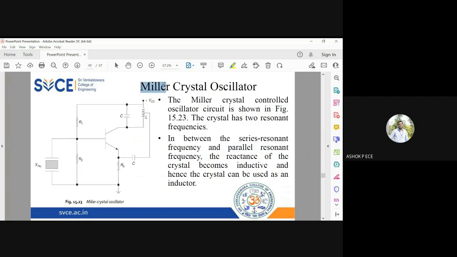So one such circuit is a Miller Crystal Oscillator. Miller Crystal Oscillator means I'm going to use the crystal in part of my circuit. The crystal has two resonant frequencies. In between the resonant frequencies, the crystal is inductive, right? So I'm going to use this property and use this crystal as an inductor, L, by operating the crystal between the two resonant frequencies.